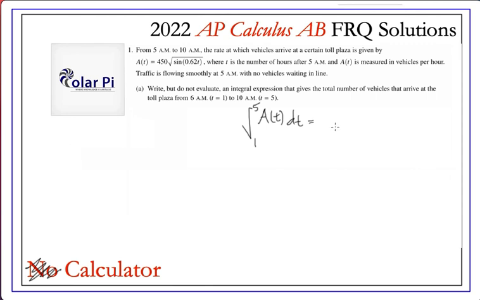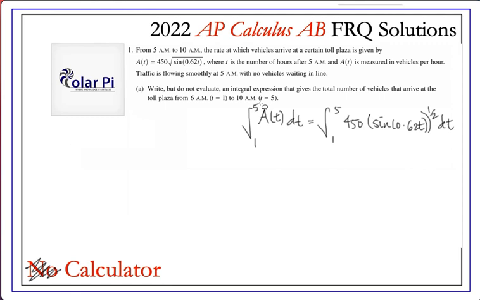Now this is a calculator section question, so it's up to you to figure out what number this comes out to in your calculator. And the integrand is the 450 square root of sine of 0.62 t, to the 1 power, dt. You figure out what this comes out to. Yeah, okay, cool. Let's keep it moving.